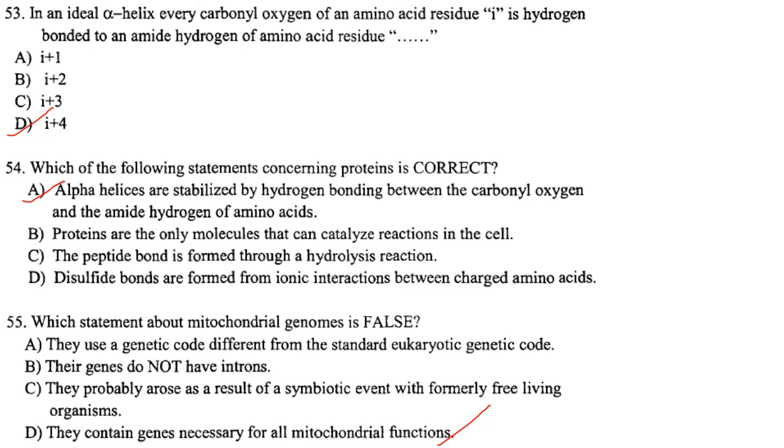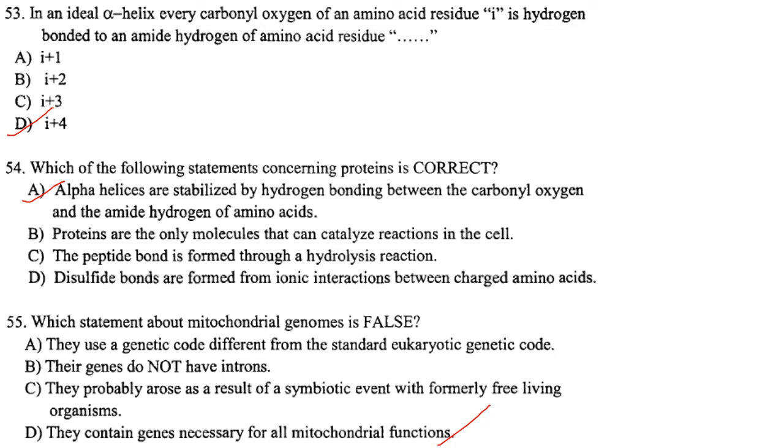Which statement about mitochondrial genomes is false? They use a genetic code different from the standard eukaryotic genetic code. That is correct. Their genes do not have introns. Okay. They probably arose as a result of a symbiotic event with a formerly free living organism. That is also correct. They contain genes necessary for all mitochondrial function. That is wrong, because mitochondria are not self-supporting entities but rely heavily for their functions on imported nuclear gene products.